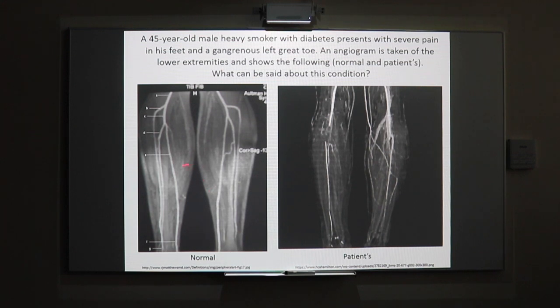So an angiogram is what? What is an angiogram? When you put the dye inside the artery, it becomes visible, and then you take the radiograph. So you see these arteries here. This is a normal person. You put up the dye and you can see all the arteries here. What are you seeing here?